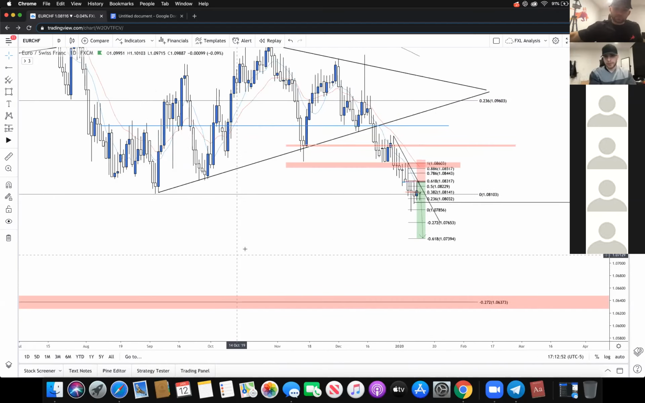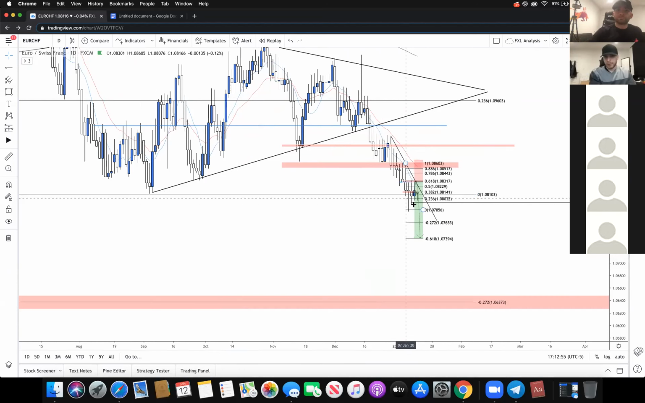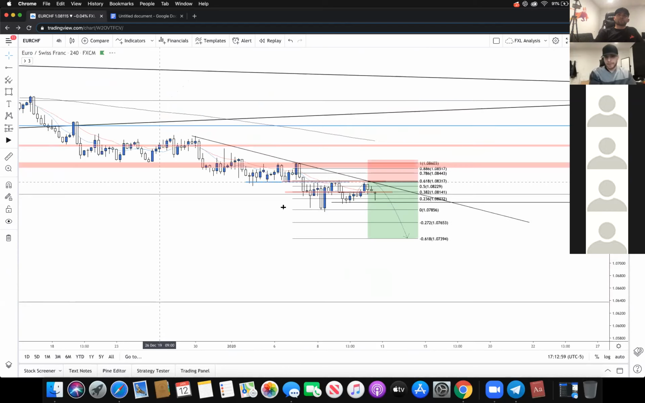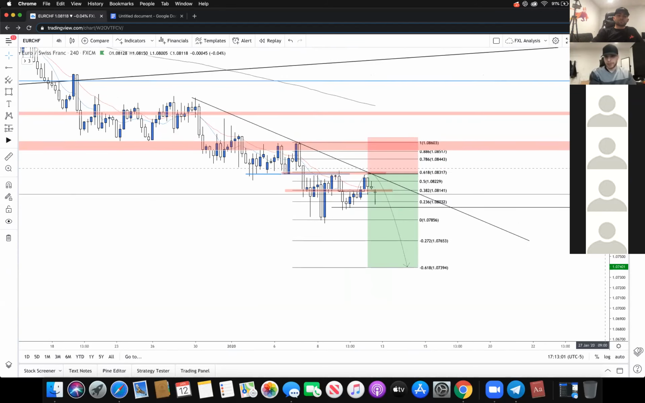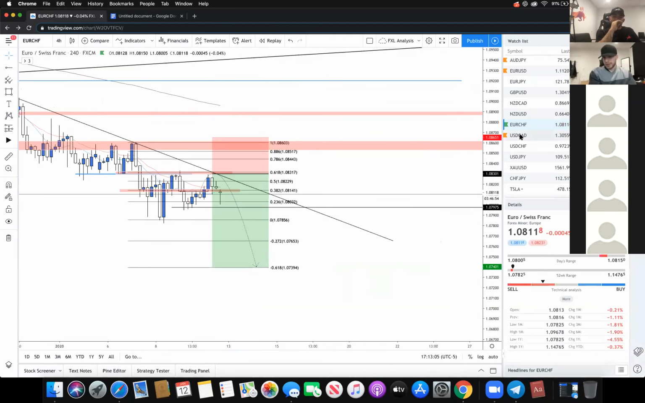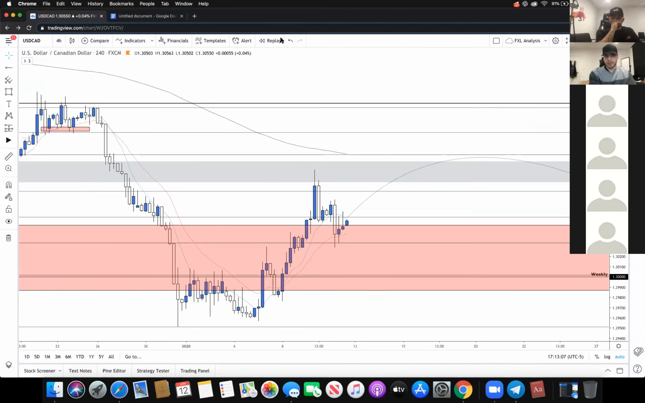So until then, yeah, this is a key level too. A little bit of exhaustion on the daily. So we're just waiting for more confirmations on this one too. But it's setting up to be something pretty good. So let's keep moving here. Euro CHF. Last one I got for you guys is USD CAD.